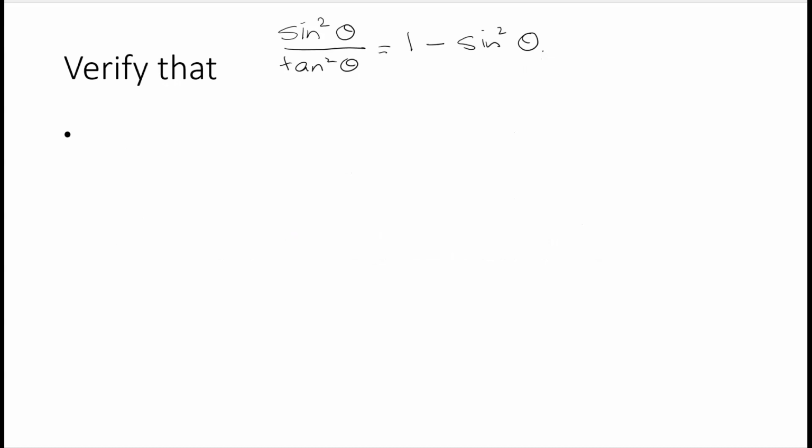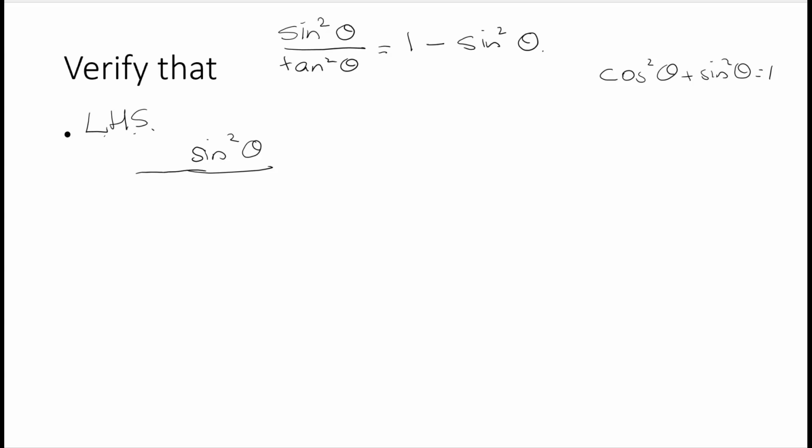So let's have a look at this one here. Let's start with the left-hand side. And just remember, the very easiest of trig identities is the one that says cos squared theta plus sine squared theta equals 1. So on the left-hand side, tan we can replace with sine squared and cos squared. So we'd say sine squared theta over sine squared cos squared.